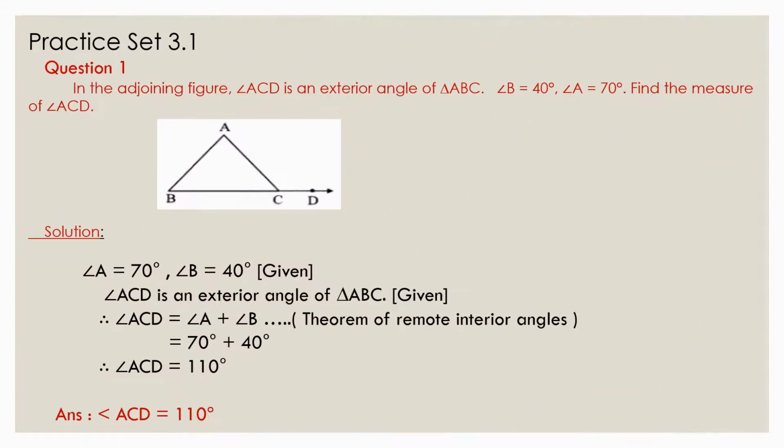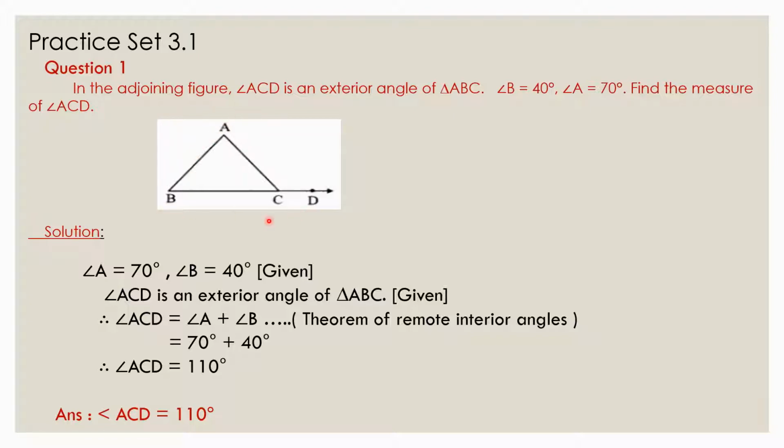Let's start our practice set 3.1. First question, question number 1. In the adjoining figure, angle ACD is an exterior angle of triangle ABC. Angle B is equal to 40 degrees and angle A is equal to 70 degrees. Find the measure of angle ACD. The figure is already given.